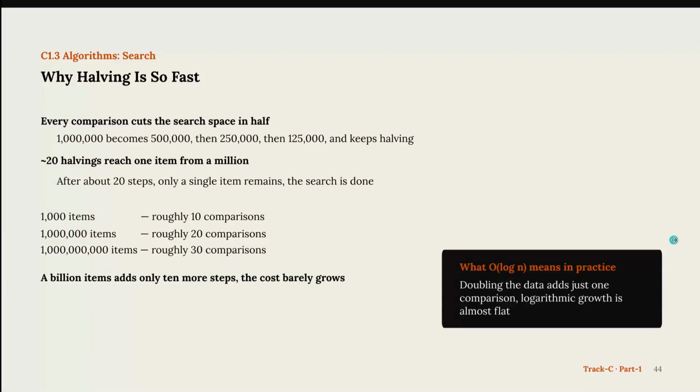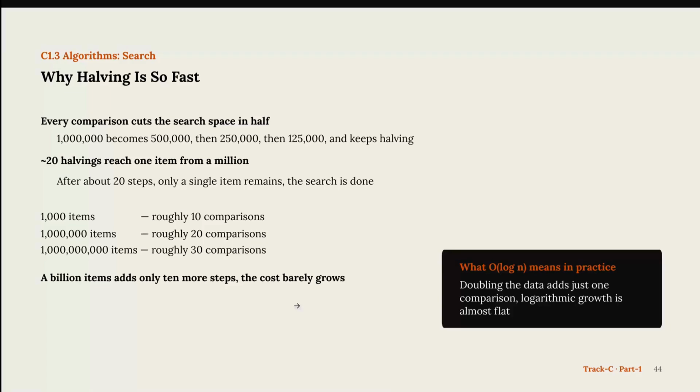That's why halving, or splitting into half, is really fast. We just looked at the number of comparisons. At a billion items, only 10 more steps are added to the comparison, so the cost is barely moving. Even if you increase the number of items exponentially, to the power of 10, the number of comparisons hardly increases. And that's why binary search is so fast.